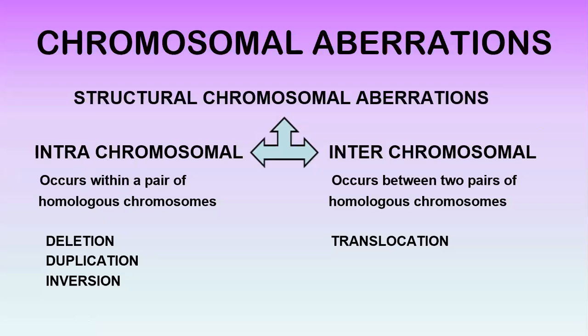Examples are deletion, duplication, inversion. Interchromosomal aberrations occur between two pairs of homologous chromosomes or between two different non-homologous chromosomes. I repeat, interchromosomal aberrations occur between two pairs of homologous chromosomes or between two non-homologous chromosomes. Example is translocation.